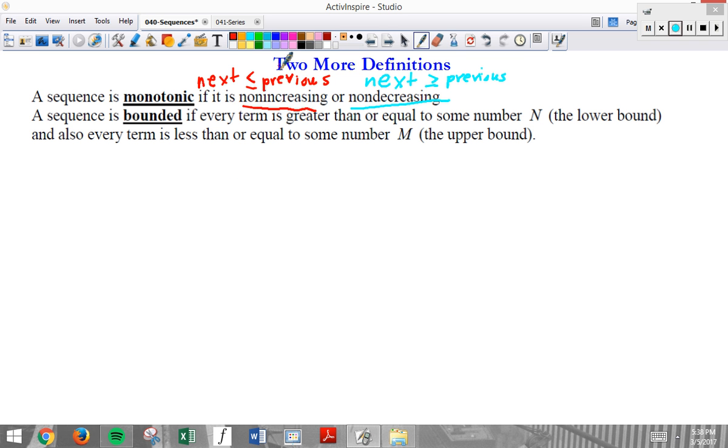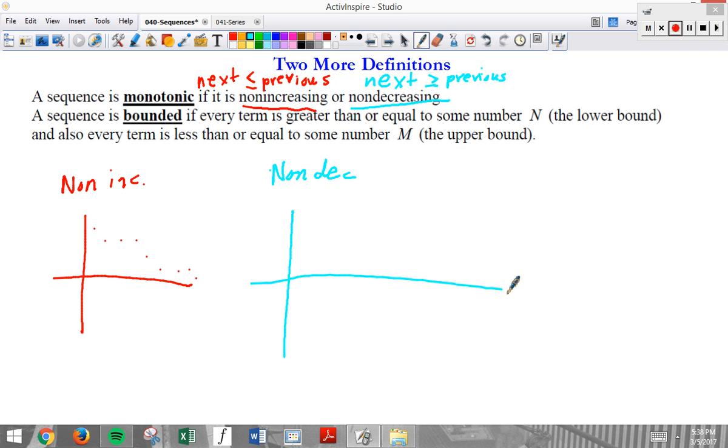So here's what non-increasing would look like. Non-increasing. Here's my first term. My second term is lower. My third term is the same. My fourth term is the same. It's lower, same, lower, right? That's a non-increasing sequence. A non-decreasing sequence would be that situation reverse. I can say the same, same, or I can go up, up, same, up, same, up. Okay, that's what monotonic means.